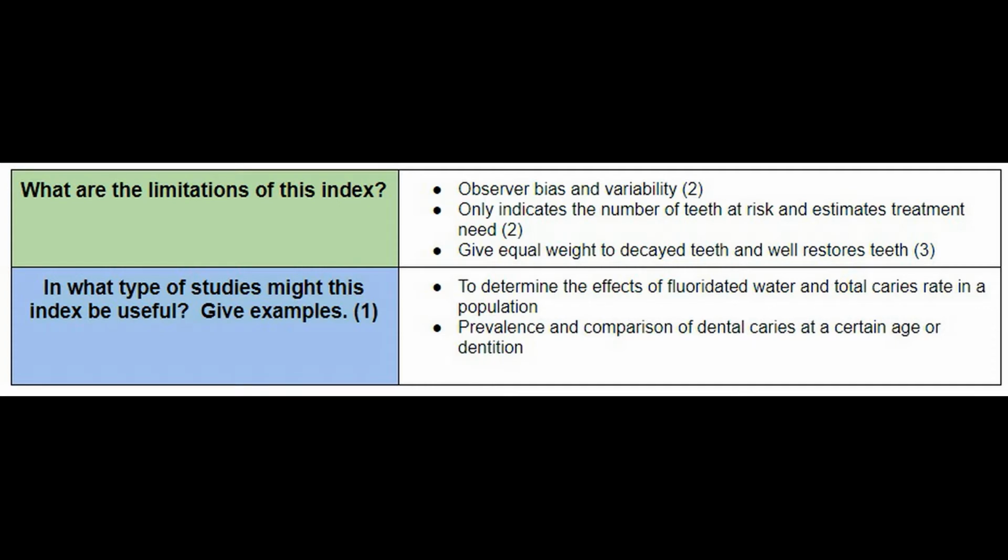The limitations are the observer's bias and variability depending on the researcher's ability; it only indicates the number of teeth at risk and estimates treatment need, and gives equal weight to decayed teeth and well-restored teeth. This index could also be useful, for example, to determine the effects of fluoridated water and total caries rate in a population. Prevalence, comparison of dental caries at a certain age or dentition.